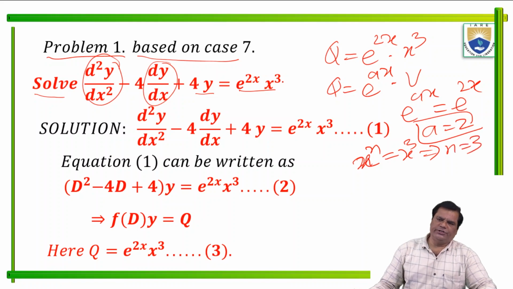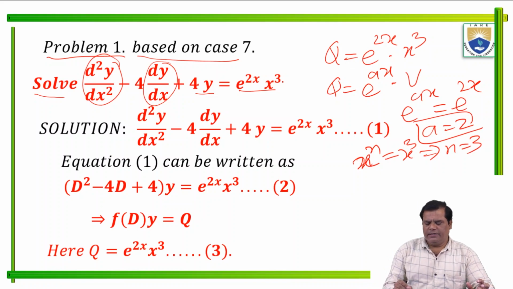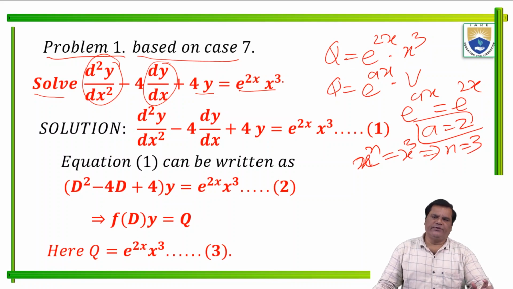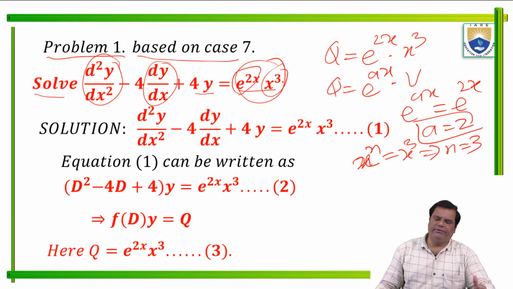Okay, here a and n both are positive. So how can we find the complete solution of this question? This is a linear differential equation of second order with constant coefficients, and in Q there are two functions. The first function is exponential, e to the power 2x, and the second function is an algebraic function, x cubed. X cubed is an algebraic function. Some power of the independent variable is known as an algebraic function. Some power of e in the variable is known as an exponential function, e to the power x, e to the power 2x.